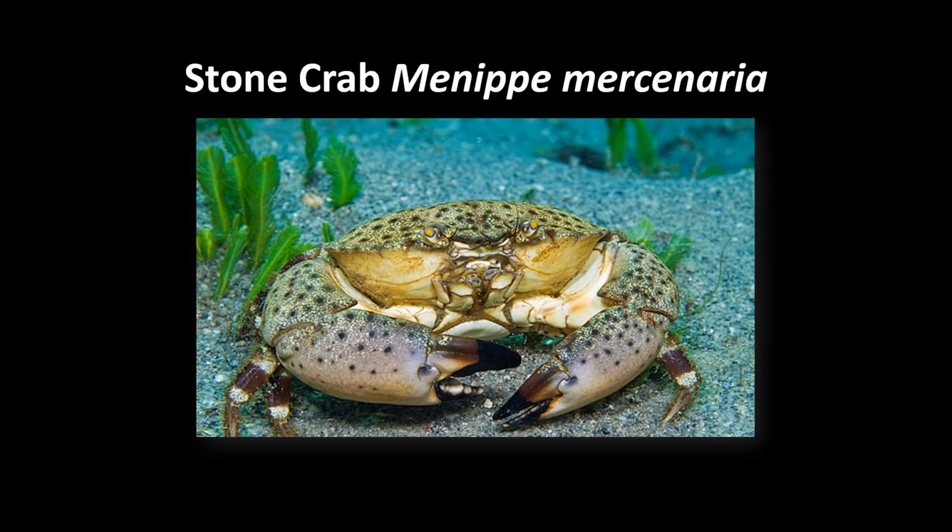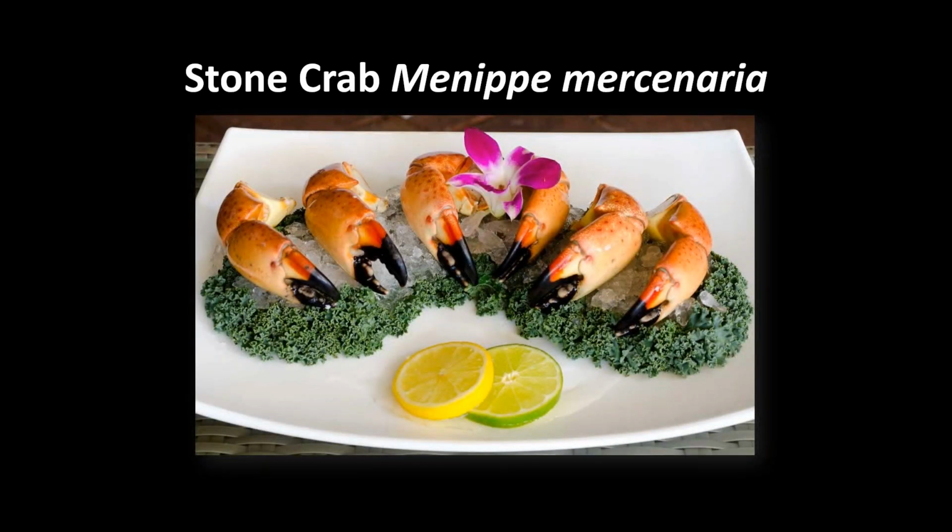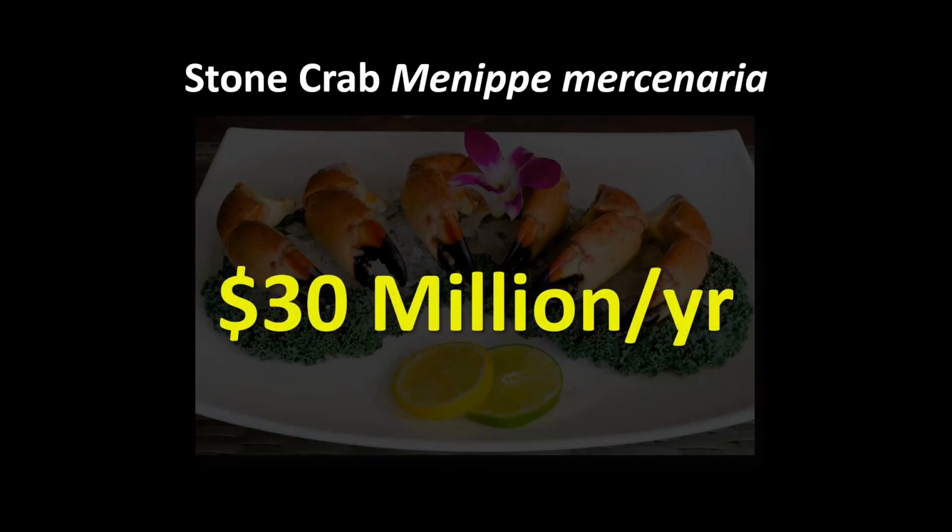So the stone crab, Menippe mercenaria, which you see here, is one of those iconic fisheries that we have here in Florida. And it's a unique fishery because unlike the blue crab fishery where we collect the whole animal, we only collect the claws from the stone crab. They remove the claws, the animals are then released, and they provide an annual harvest of around $30 million a year to Florida's economy.